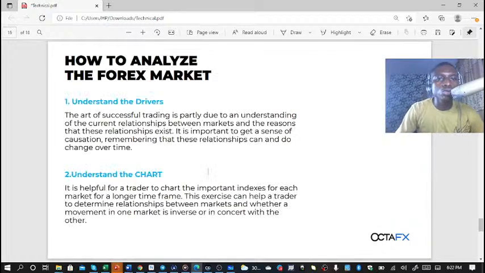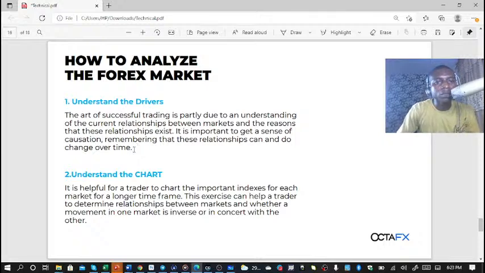Now, how to analyze the forex market? Number one, you need to understand the drivers. The act of successful trading is partly due to an understanding of the current relationship between markets and the reasons that this relationship exists. It is important to get a sense of caution, remembering that this relationship can change over time, right?